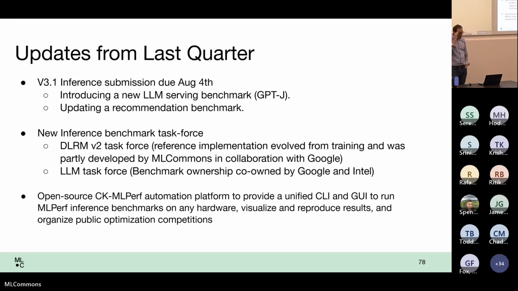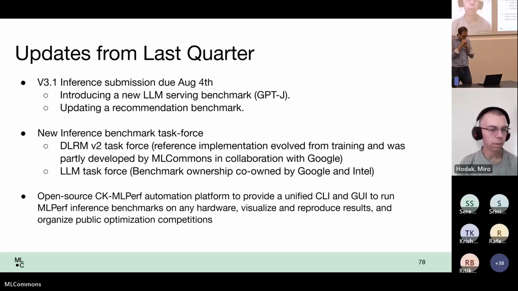Updates from last quarter. So we are introducing an LLM benchmark for inference. It is not quite the same as GPT-3 on training, right? So for training, we went for the biggest, most extreme model we could find within reason. That reason being we don't want to spend too much money for people who submit. But in general, in the inference working group, I think there's a little bit more of a focus on smaller models. So we're using GPT-J, which is a 6 billion parameter model. We also have an inference version of our second generation recommendation model. So those are the two task forces going on.